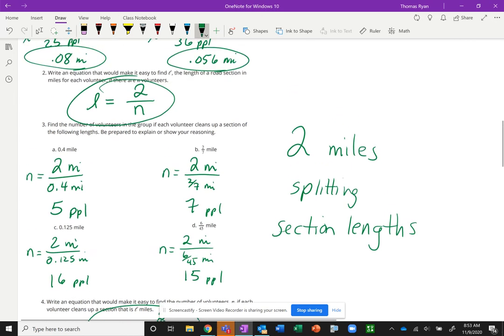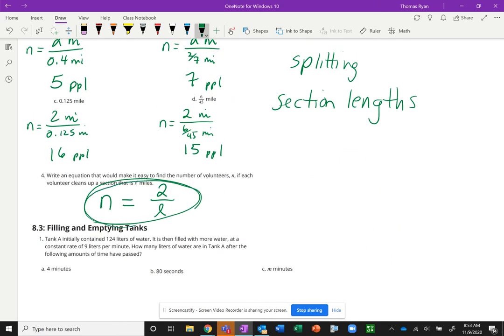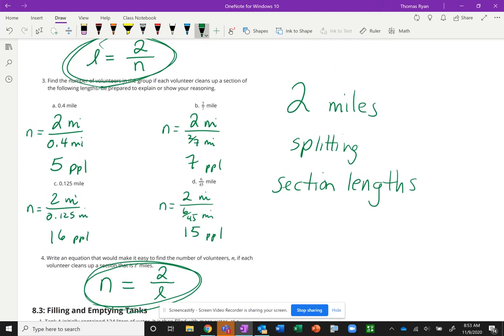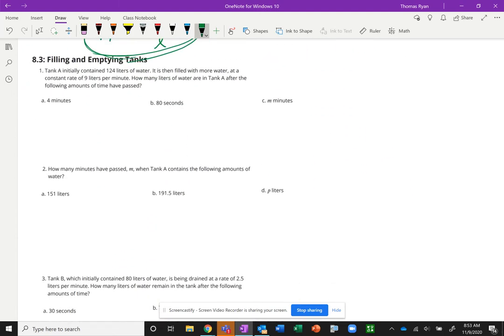So a very similar but slightly different equation. Up in number 2, we had the length is 2 miles divided by the number of people. And in number 4, we have the number of people is 2 miles divided by the length of their section. So very, very similar, but depending on what you know and what you want to find, you would use one equation or the other. Okay, so let's take this idea to the next step.